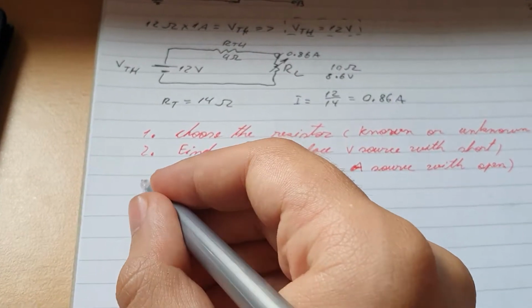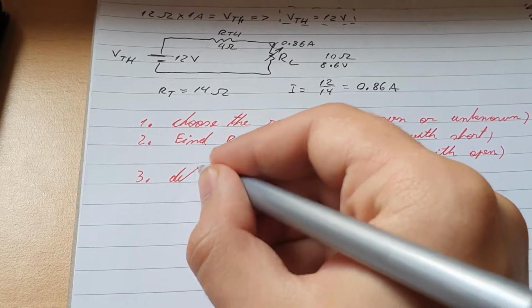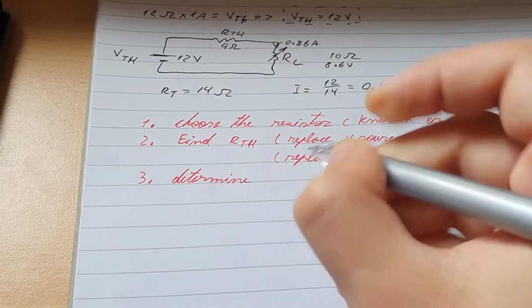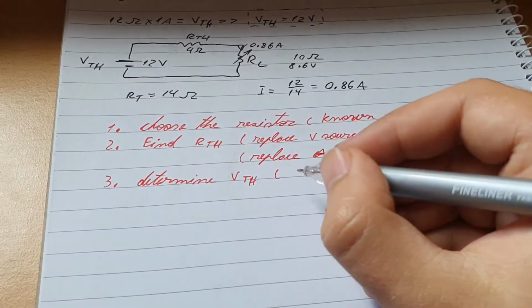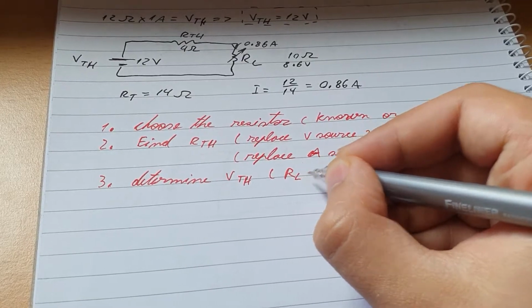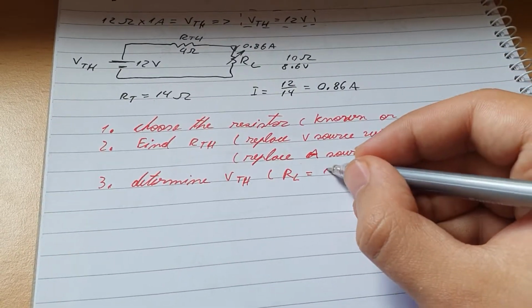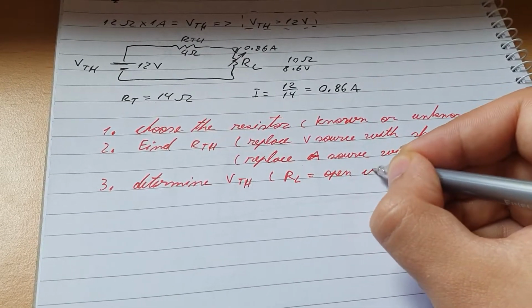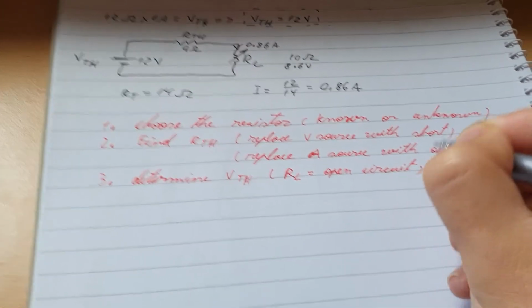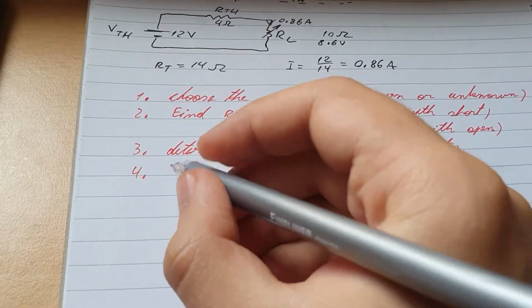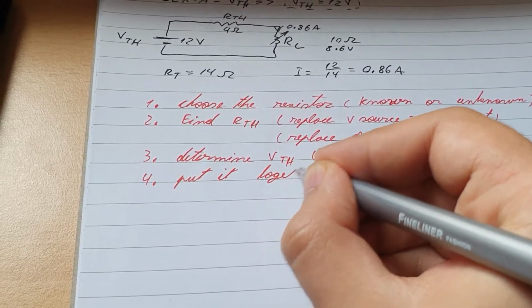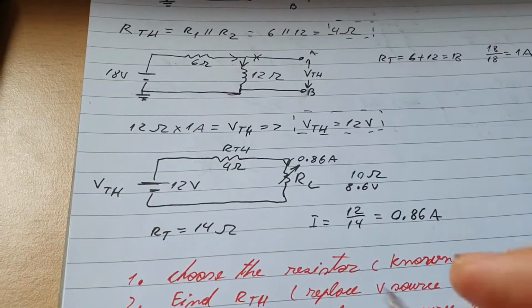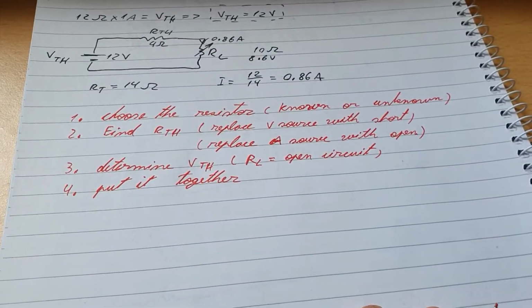The third step is to determine VTH, and remember that RL is an open circuit, so there's no current going through it. And then step 4 is to put it together, put it there, like in this one here. So these are the simple 4 steps.